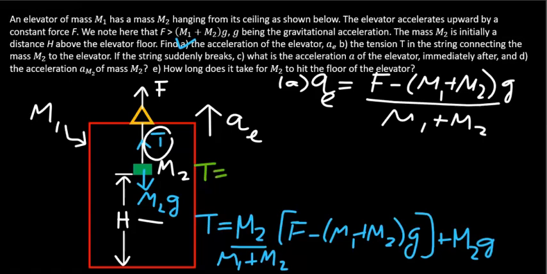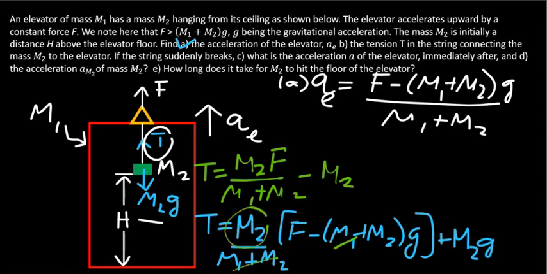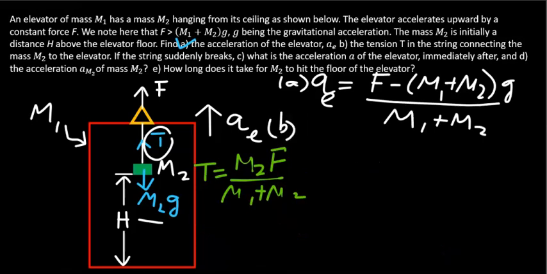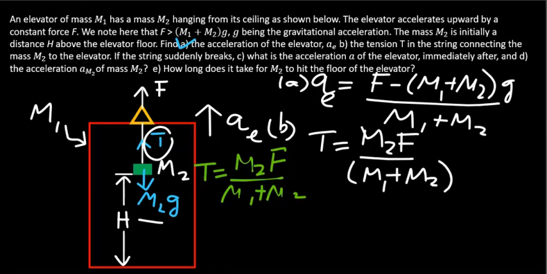So tension equals M2F over M1 plus M2. So that's this term. Minus M2. So that's this one. This will cancel that, leaving you with just G. And then plus M2G. So they will cancel each other. So there we have it. The answer for part B, tension equals M2 times the upward force over M1 plus M2.